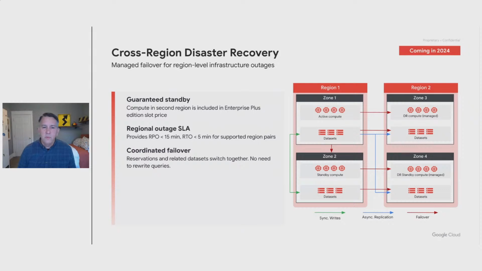But in 2024, we'll launch a new capability called cross-region disaster recovery. And it's built on top of cross-region dataset replication and provides managed failover in the very unlikely event of a regional disaster. Cross-region disaster recovery lets you specify a reservation and a collection of datasets that BigQuery maintains in a second geographical region. We'll offer a published recovery point objective and recovery time objective for this configuration. And the nice thing about this capability is you don't have to change any of your queries after a failover. They're automatically routed to the resources in the new primary region.